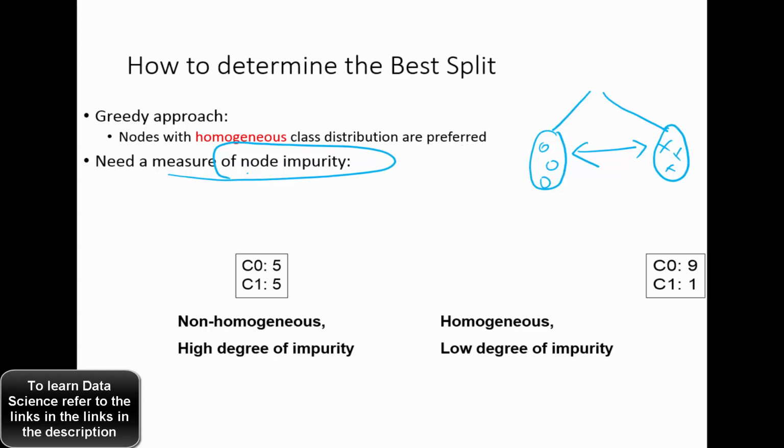So here is the case. It's a non-homogeneous case. See, zeros is 5, ones is 5. It's not a good classification because the difference, 5 minus 5, is just 0. So we need to maximize this.